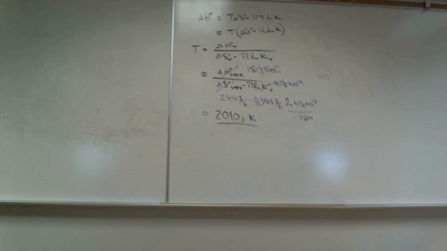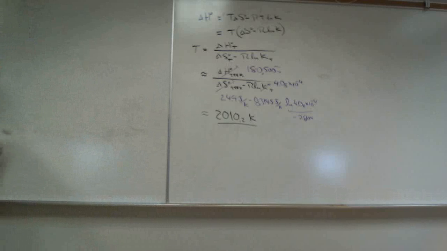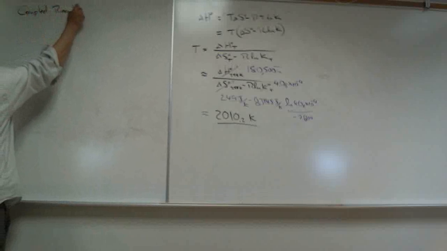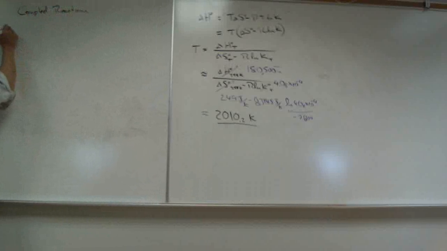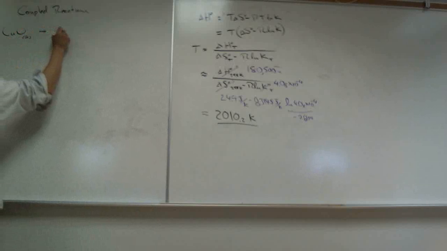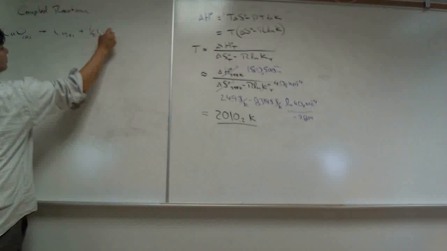Okay, let's do another example problem. This deals with the last section of this, that's with coupled reactions. I'll talk about this in a minute. But the reaction we're going to look at is this. Copper 2 oxide solid goes to copper metal plus 1/2 O2 gas.